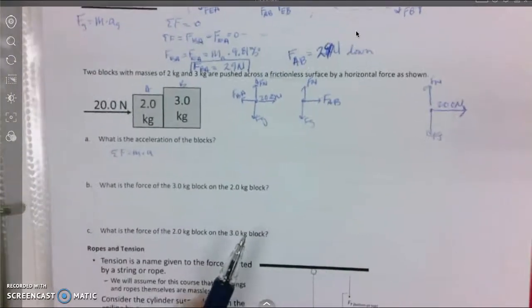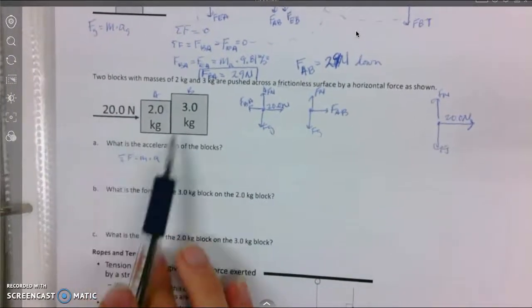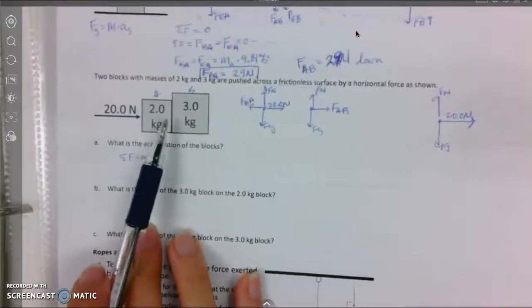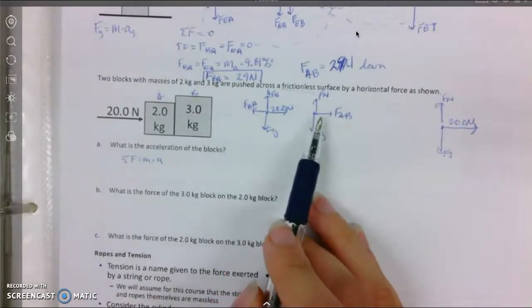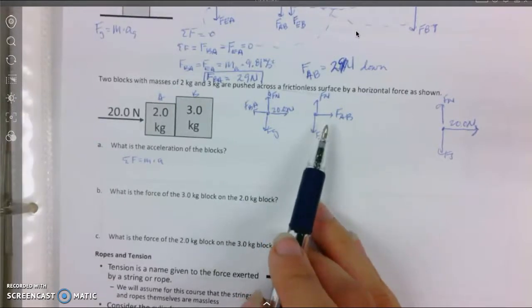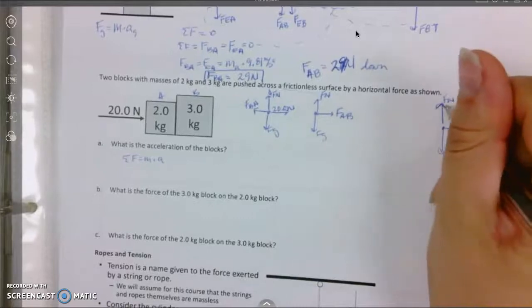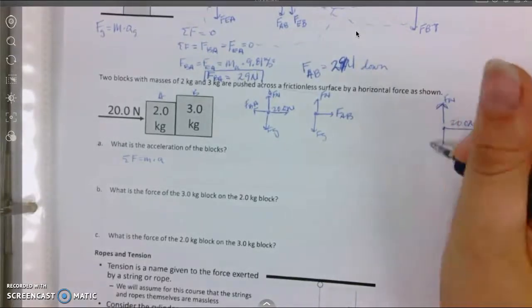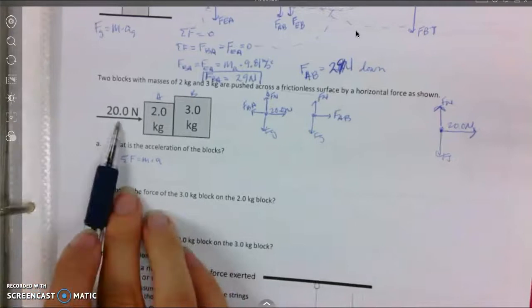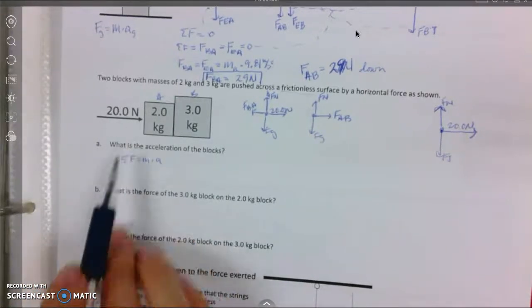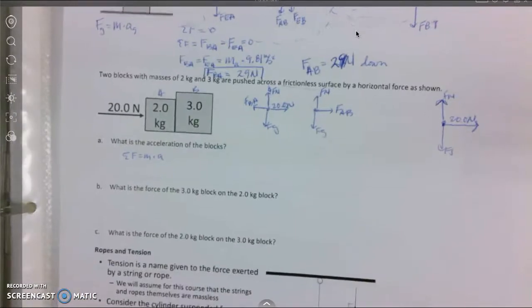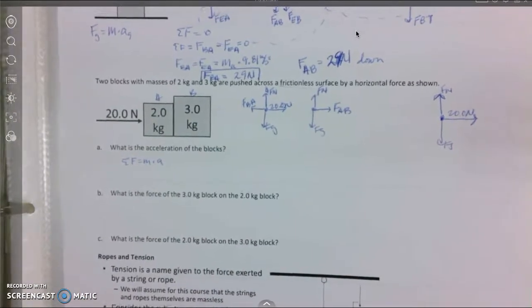All right, now we had to look at this situation here two different ways. So I drew the individual free body diagrams here. And then I also looked at this as if they were one object. Because when we're pushing this along, the blocks, they don't separate. Okay, so they're going to be going the same acceleration. They're going to be moving with one another.